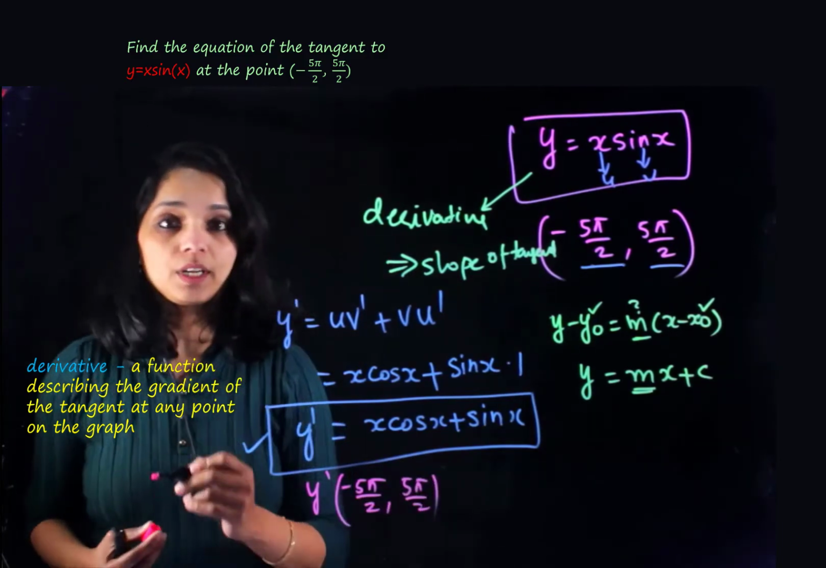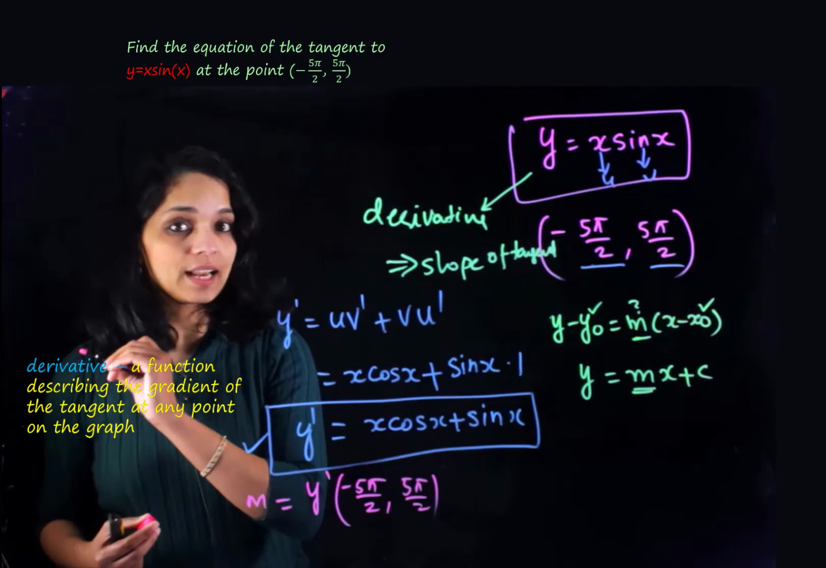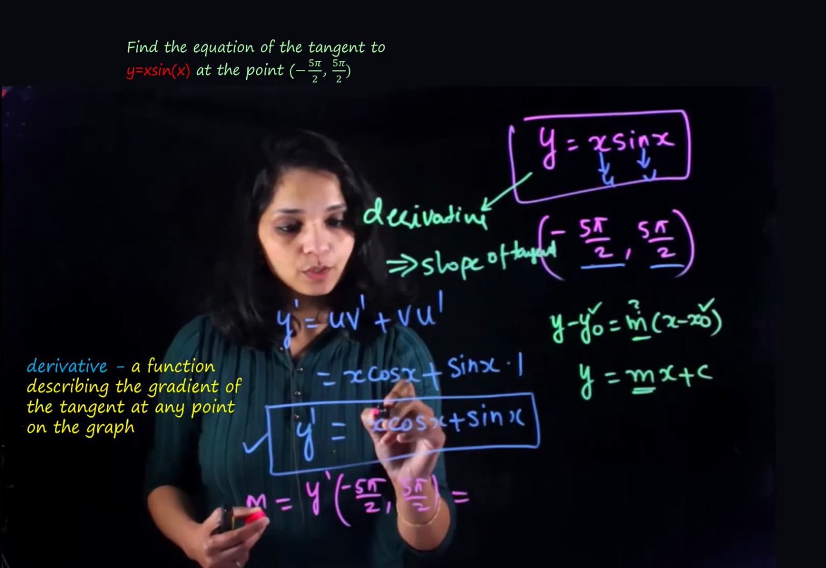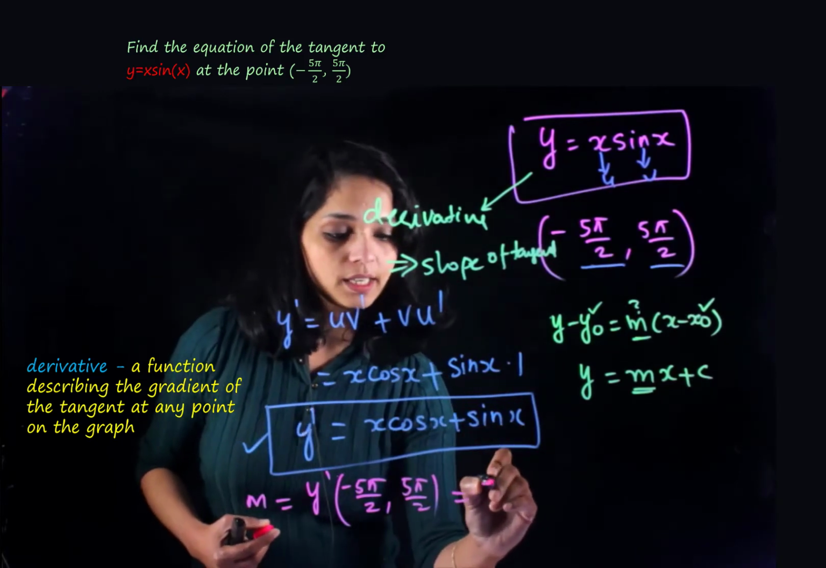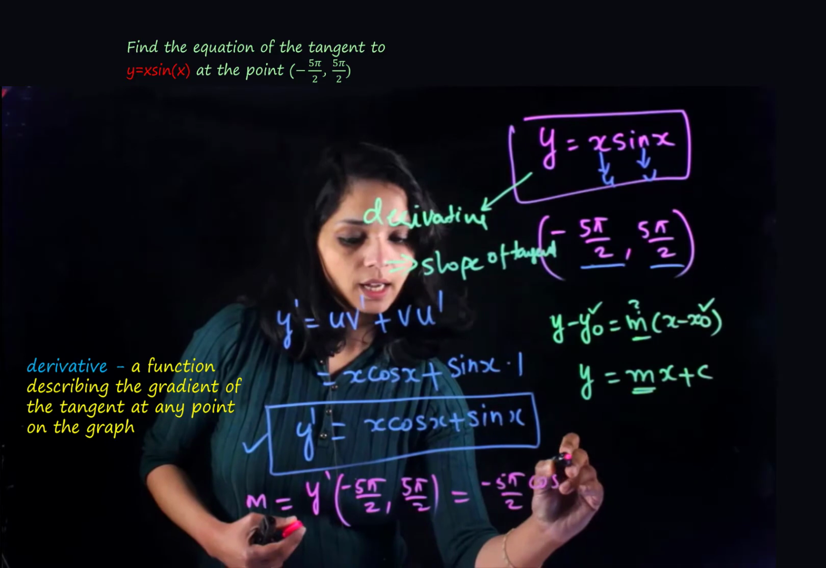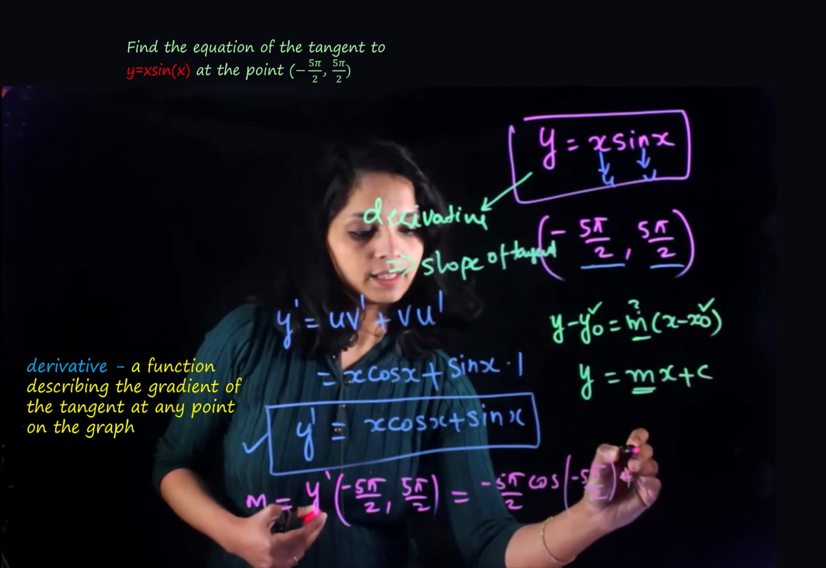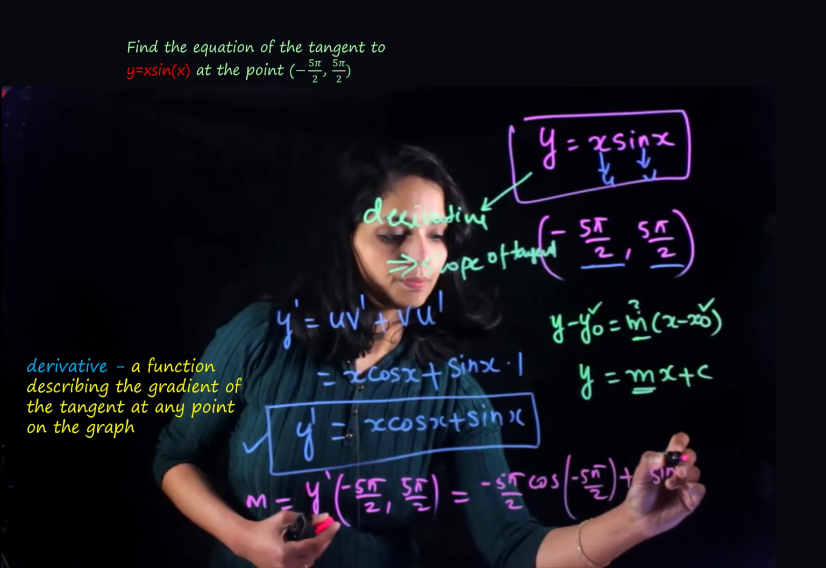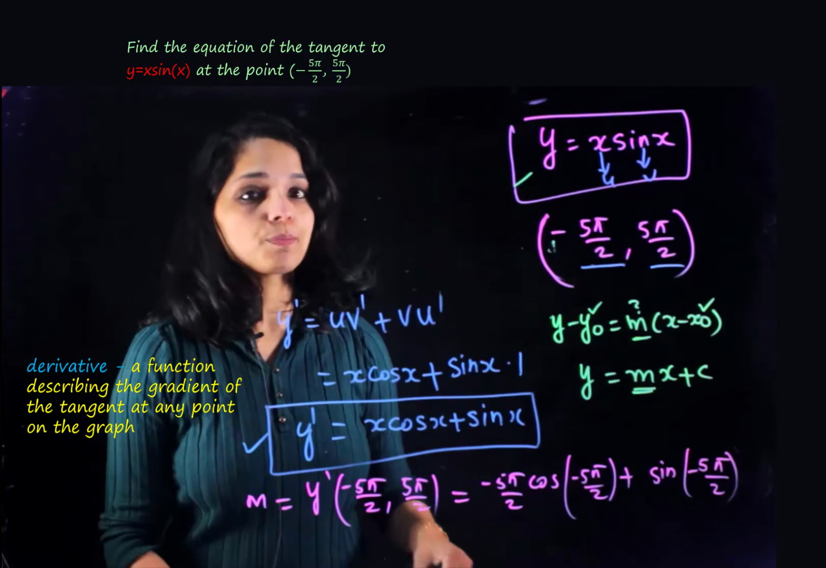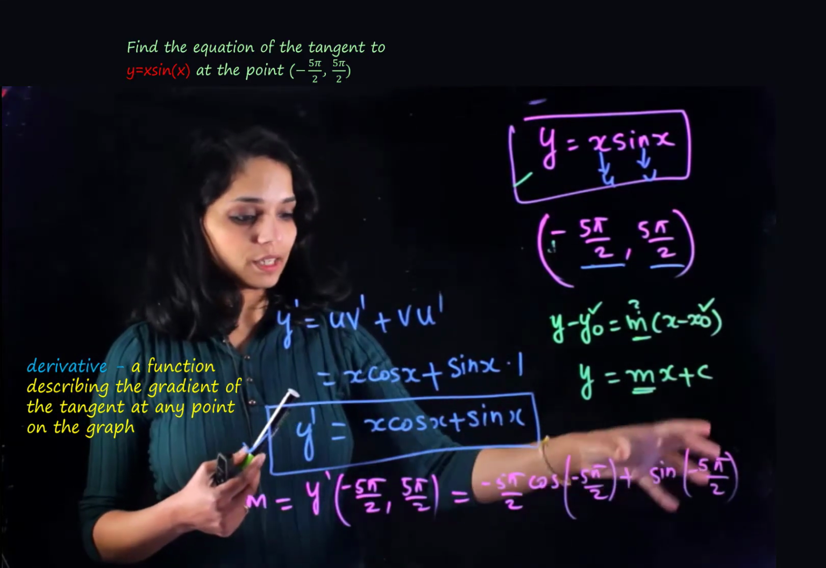That's the exact point we are after the slope of. So it's m equals that value. So that's when you substitute this x value in here. So it's m equals minus 5 pi on 2 cos of minus 5 pi on 2 plus sine of minus 5 pi on 2. So now we can use the properties of the sine and cosine functions here to simplify the whole thing.